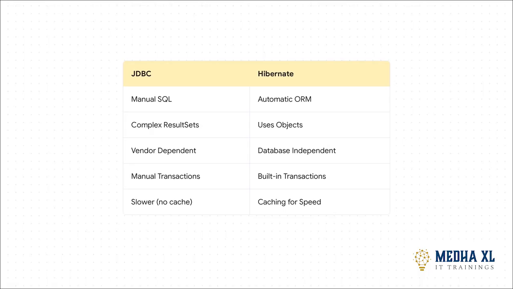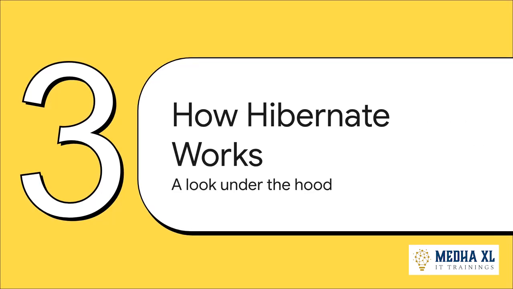Now this is where it gets really good. Look at this direct comparison. Every single problem we just talked about with JDBC has a direct solution in Hibernate. Manual SQL gets replaced by automatic mapping. Instead of wrestling with result sets, you just get back ready to use Java objects. Your code is suddenly database independent, and you get awesome features like transaction management and performance caching right out of the box.